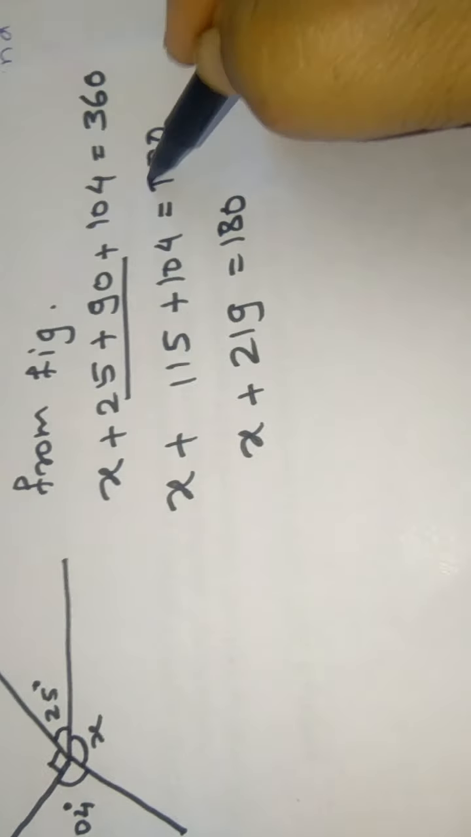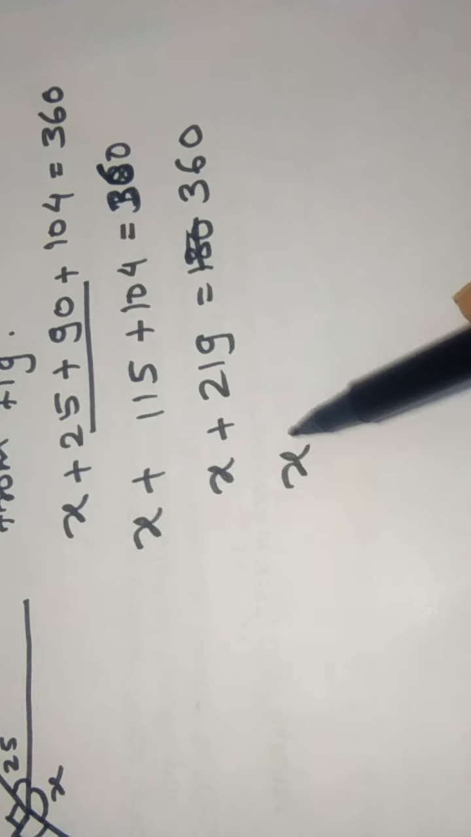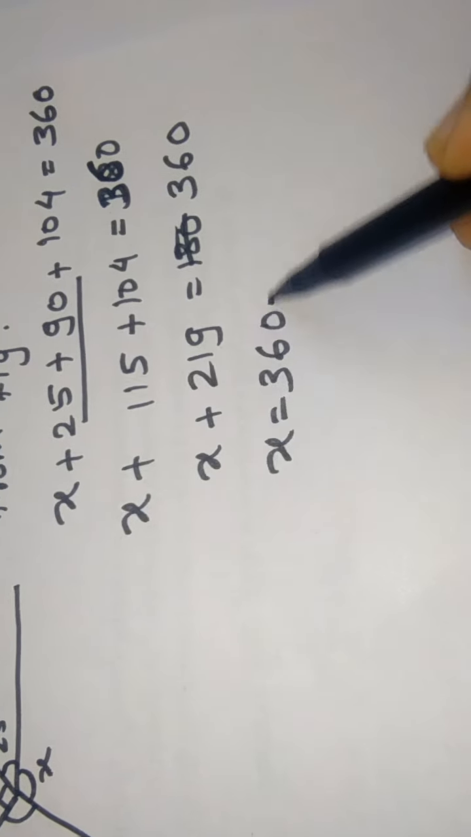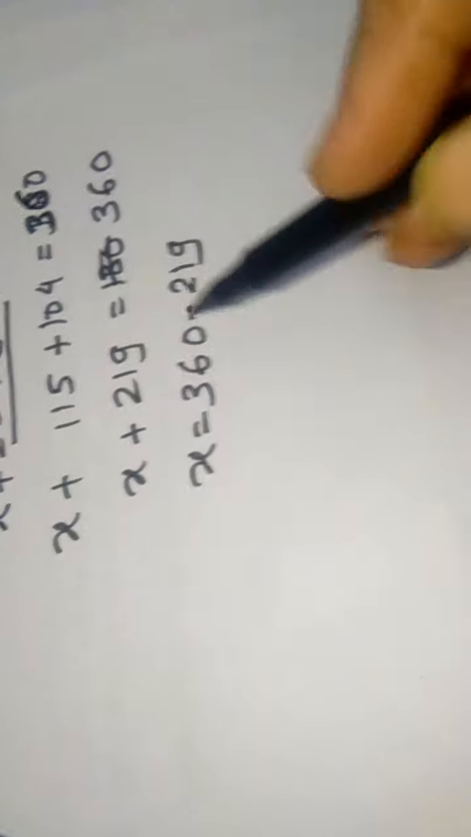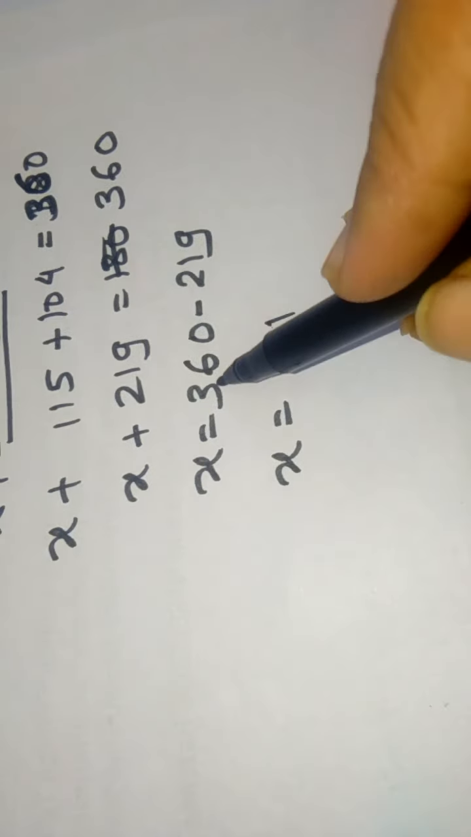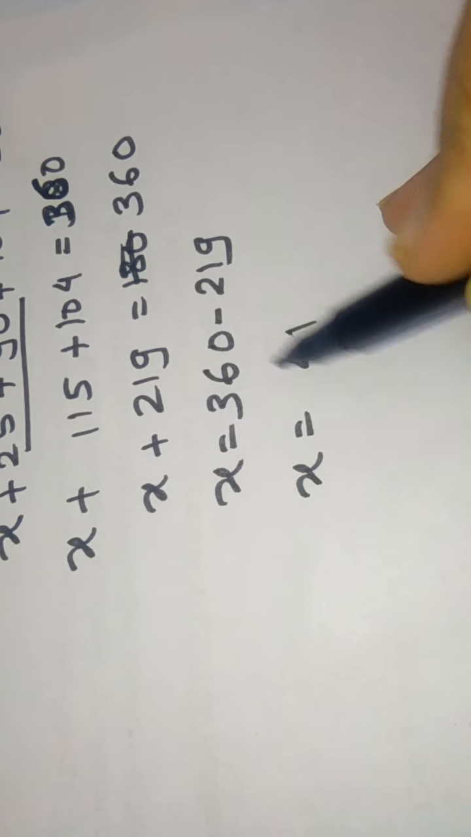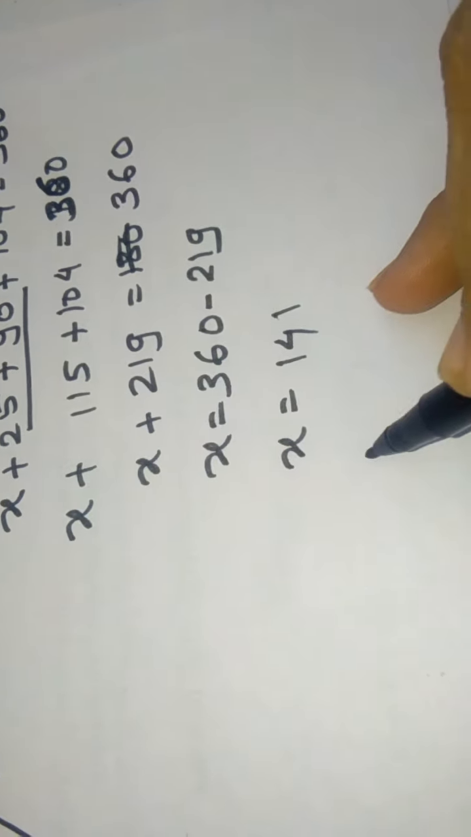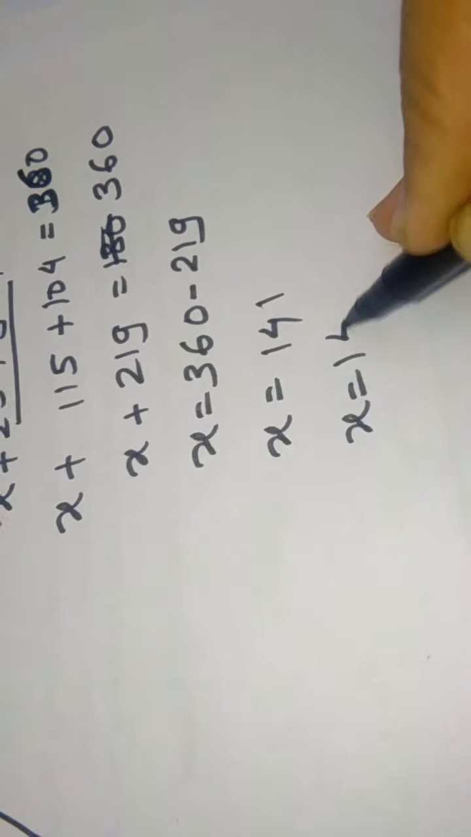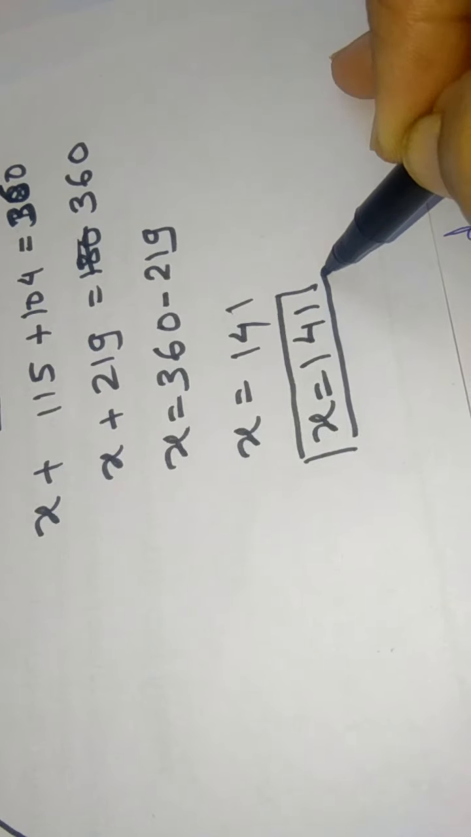Oh, not 180, it is 360. That is x is equal to 360 minus 219. That is 10 minus 9 is 1, 5 minus 1 is 4, and 3 minus 2 is 1. The value of x is equal to 141. Okay.